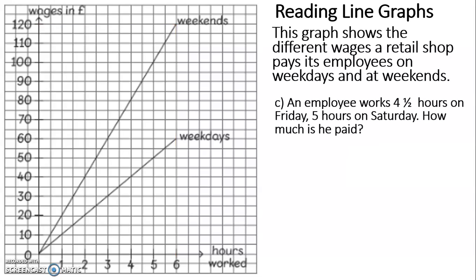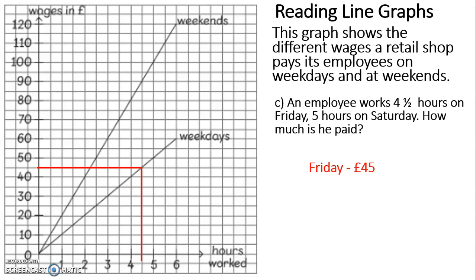C. An employee works 4.5 hours on Friday and 5 hours on Saturday. How much is he paid? Well, Friday will be the weekday rate and Saturday will be the weekend rate. So let's start with the 4.5 hours on Friday. 4.5 will be halfway between 4 and 5. So let's draw a line up from there to the weekday line, and then across, and it's halfway between £40 and £50. Halfway between £40 and £50 is £45.